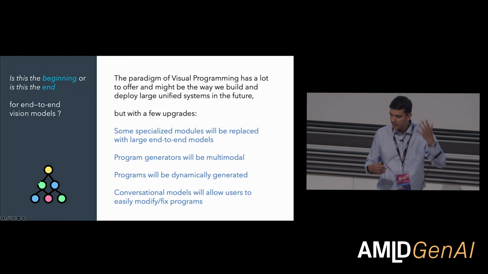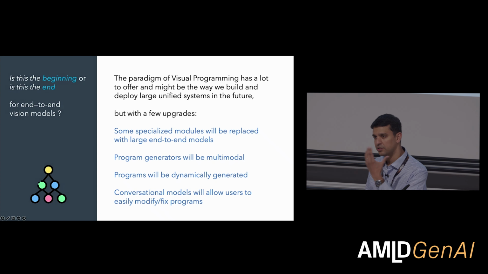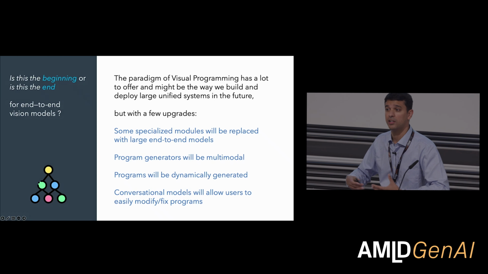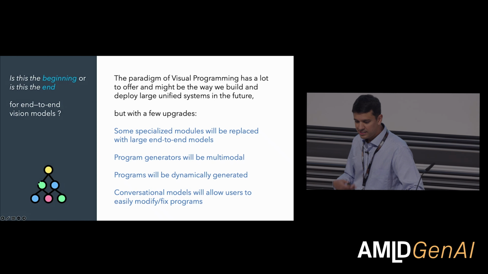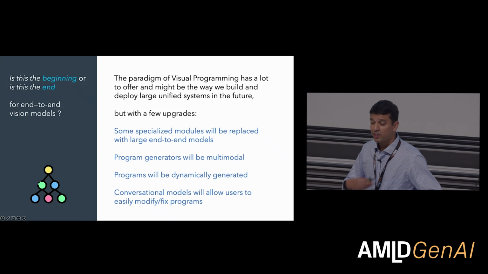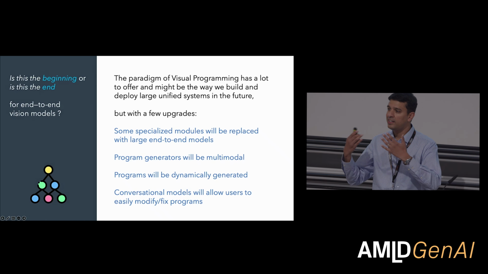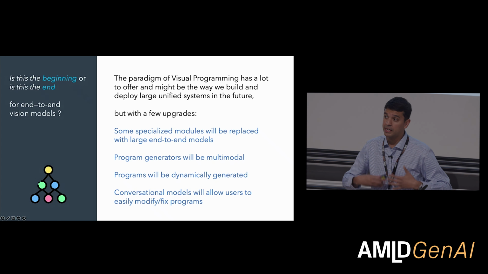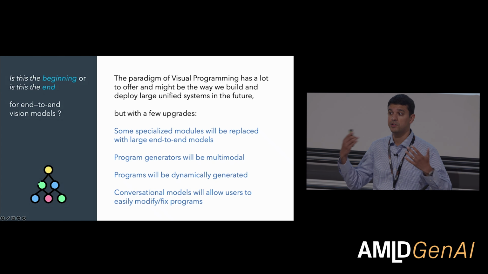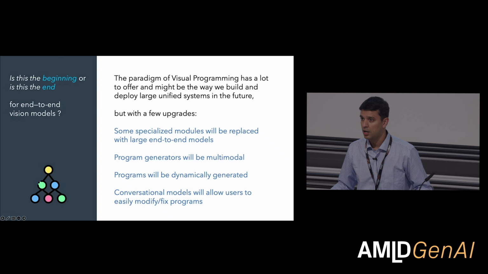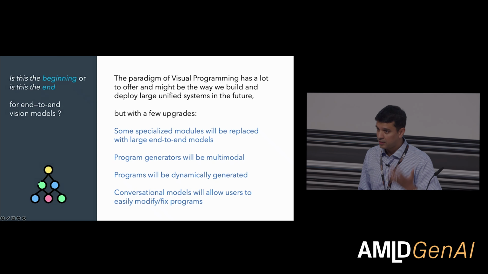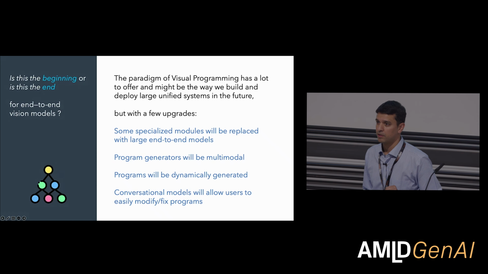You can start using unified architectures as the nodes in your execution graph, which means your nodes can be a lot more powerful. Second, program generators themselves can be multimodal. Today, the program generator is only taking the instruction. It doesn't know what the image is. It doesn't know what your collection of images looks like or what your video is about. But of course, it's important to know that context in order to produce the program.